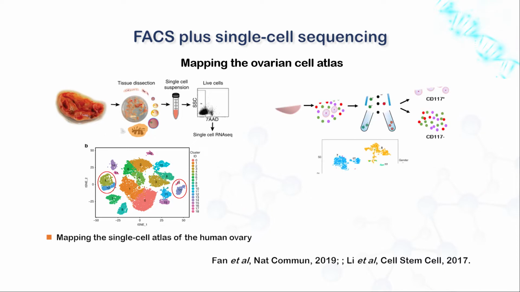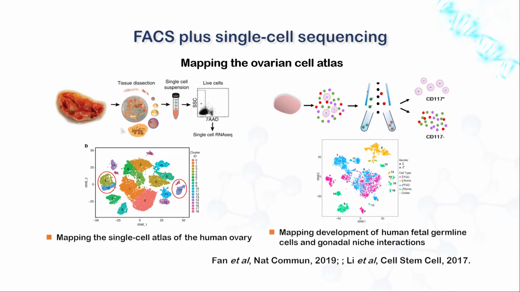In these two studies, ovarian tissue from female adults or fetal gonadal tissue were collected and prepared for cell suspensions. Then specific cell populations were FACS sorted for single-cell transcriptome sequencing. In the first study, the 7-AAD positive dead cells were depleted by flow sorting to ensure the cell viability for sequencing. In the second study, the CD117 positive germ cells and CD117 negative somatic cells were flow sorted separately to enrich these two populations for sequencing.